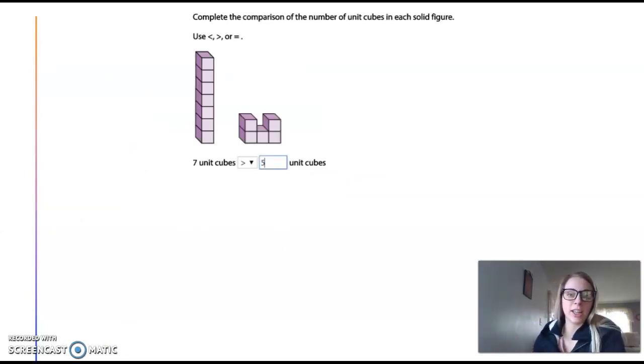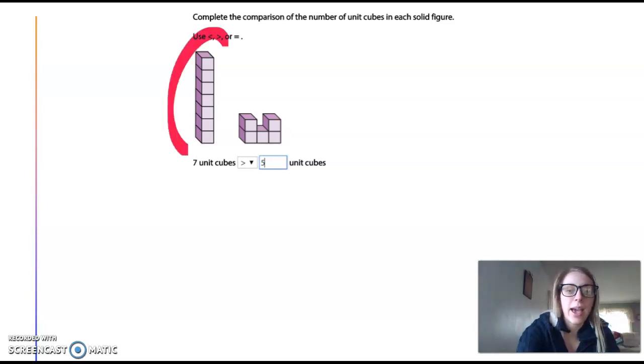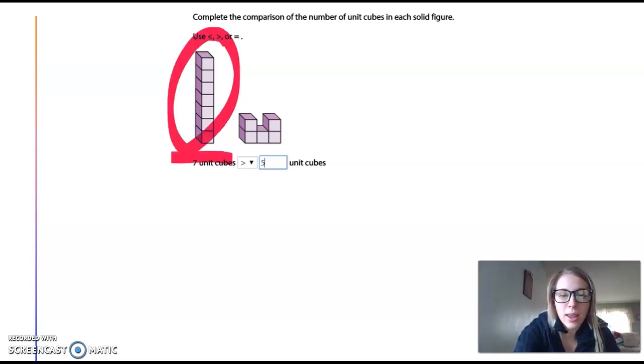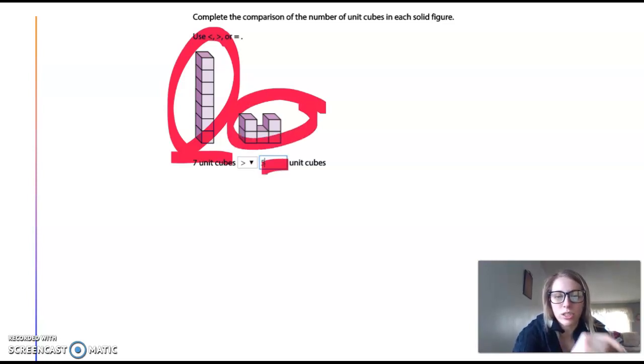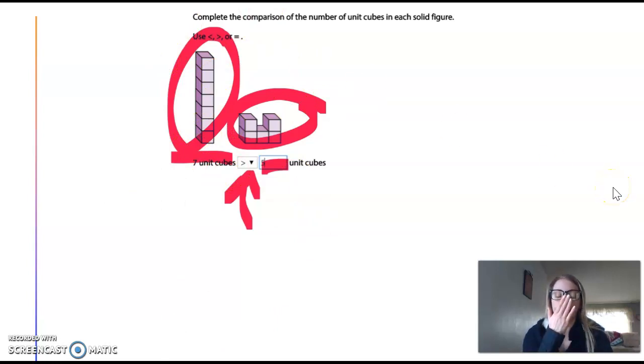The last type of question that you're going to be asked today is to compare 2 different figures, okay? So here you see we have 7 unit cubes, they gave you that, but for this one they didn't give me the answer. I had to count how many cubes I have, which is 5. And then there's one little tricky bit at the bottom here. You have to decide, is it greater than, less than, or equal to? In this case, it was greater than, because the alligator has to eat the bigger number, so it had to eat the greater number of unit cubes.